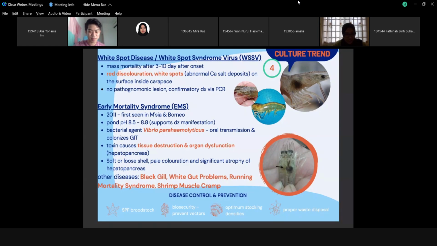So we can use SPF broodstock, and then we can improve the biosecurity by preventing the vectors, and then we can optimize the stocking densities, and lastly we can use proper waste disposal. Okay, that's all for our group. Thank you. Thank you, Shazrin.